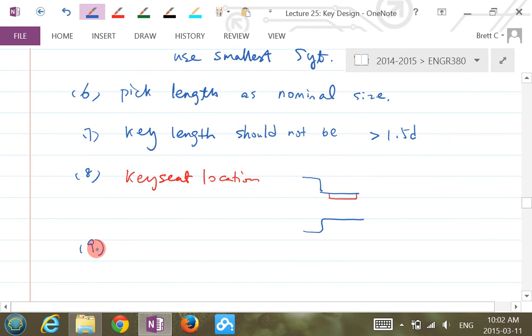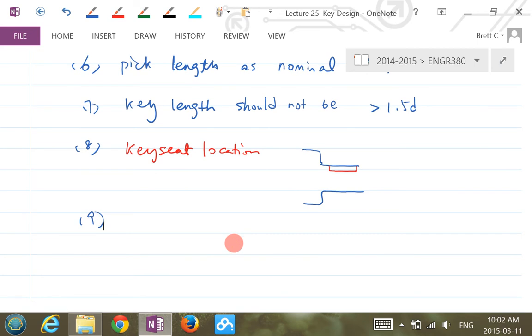And the last of all, actually I mentioned this. It's basically when you design, you make sure your key fails first, generally.